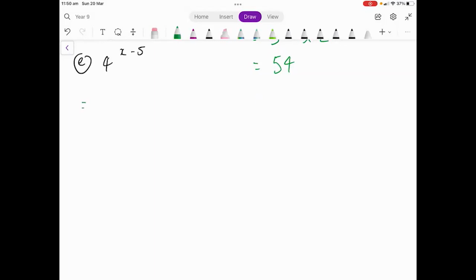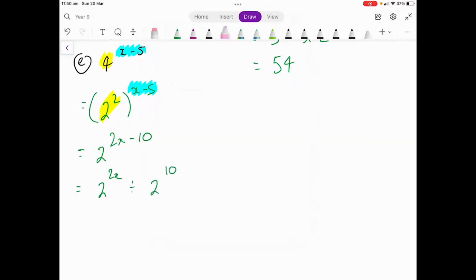Question E has 4 to the power of x minus 5. 4 is no good to us because we need things in powers of 2. So I leave the x minus 5 alone outside those brackets, and I replace the 4 with 2 squared. Now I have powers of 2. So I'm going to expand those brackets now, and that gives me 2 to the power of 2x minus 10. This is done very similar to the previous question now. The minus in the power, I should say, is a division.